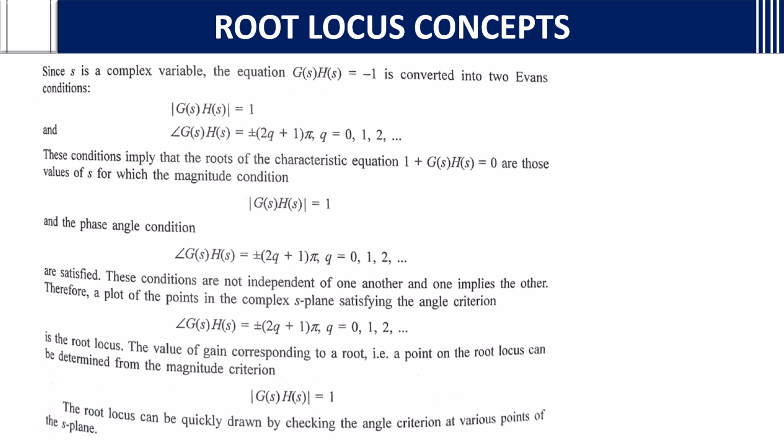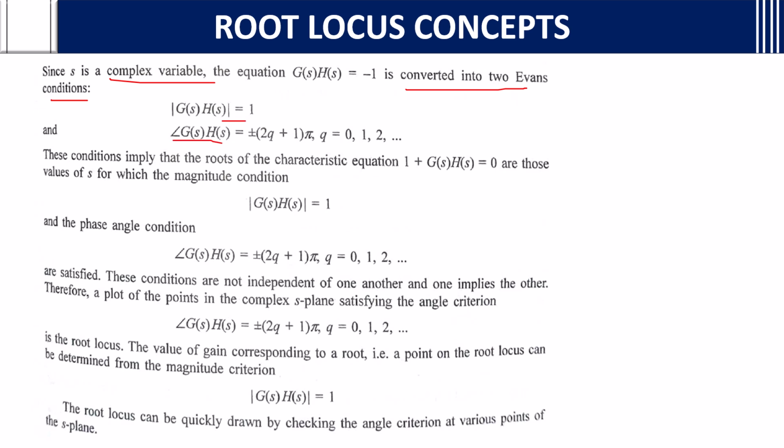Since s is a complex variable, the equation G(s)H(s) = -1 is converted into two Evans conditions. There are two Evans conditions which are very important. What is that? The modulus of G(s)H(s) is 1. Modulus means that even if G(s)H(s) is a negative value, you will consider it as positive. Modulus means you will not consider it negative, you will consider it positive. So the modulus of G(s)H(s) equals what?